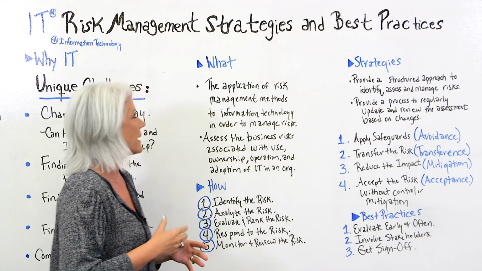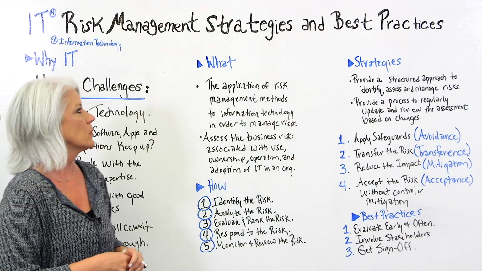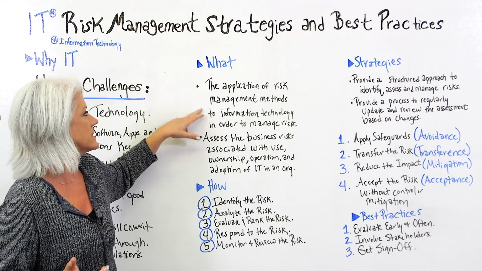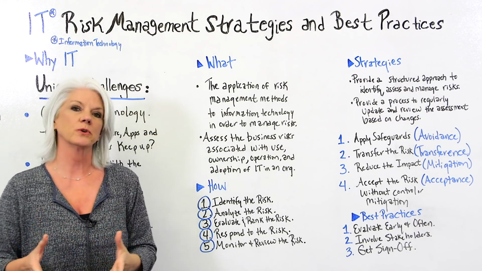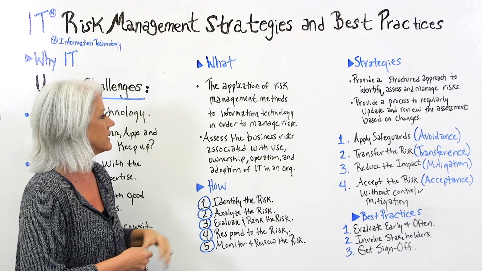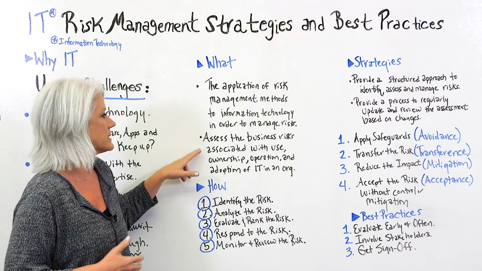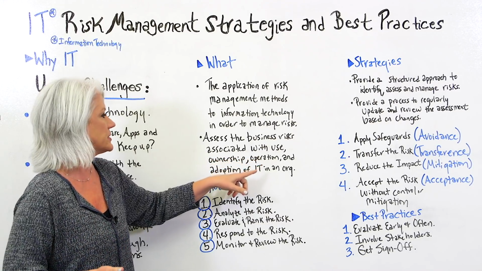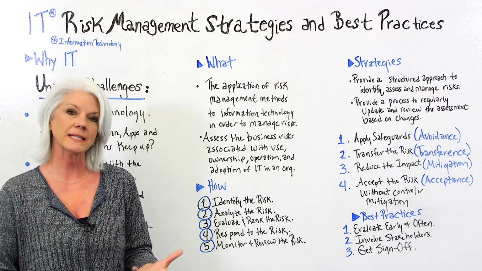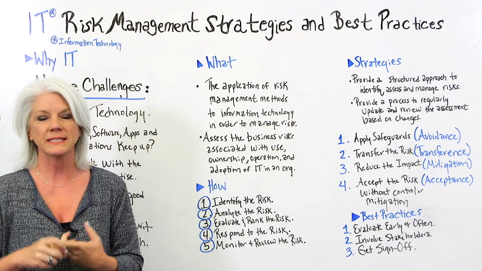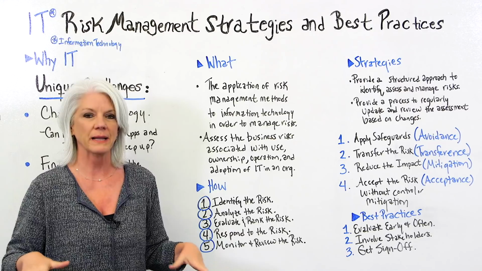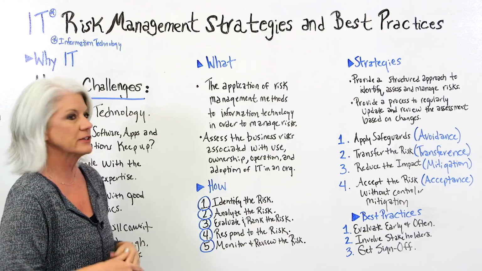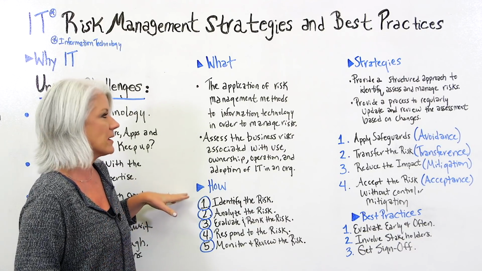So when we talk about IT risk management, what we're talking about is the application of risk management methods to information technology in order to manage those associated risks. Basically, we're assessing the business risk associated with the use of, the ownership, operation, or adoption of IT in an organization. Because if we own certain technologies or we're running on certain platforms or using them, we have to be, again, in compliance, and there's some risk to those. So how do we do that?